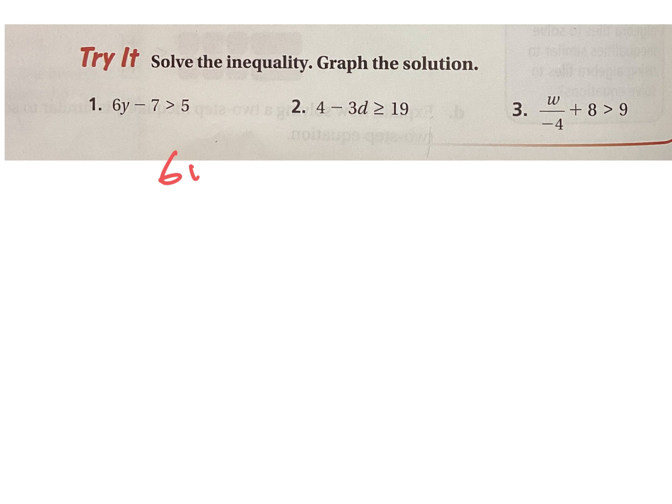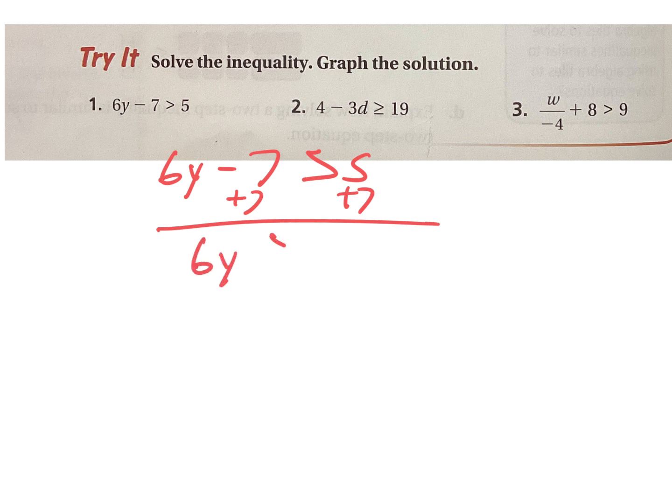We have 6y minus 7 greater than 5. Now, I want to get rid of the 7 first, the subtract 7, so I'm going to add 7 to each side. When I do that, I got 6y greater than 12. Then I got to get rid of the 6, which is times 6, so I divide it by 6 and divide this by 6. Gets me y is greater than 2.